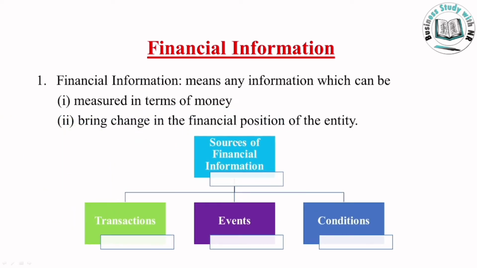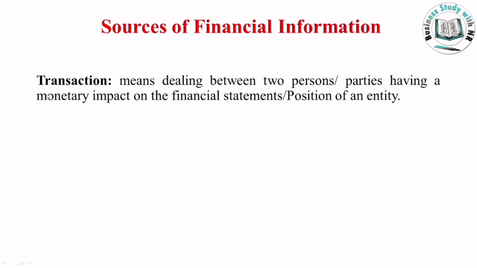Now let's see what the sources of financial information are. Remember, there are three main sources of financial information: transactions, events and conditions. Now let's see them in detail. The first source of financial information is transaction. Transaction means a dealing between two persons or parties having a monetary impact on the financial statements of a business or an entity. In a transaction, something is given and something is taken.